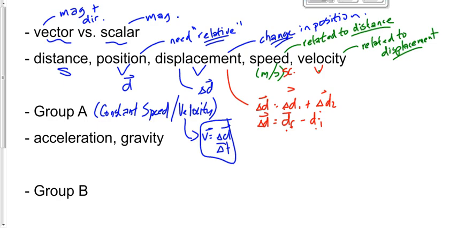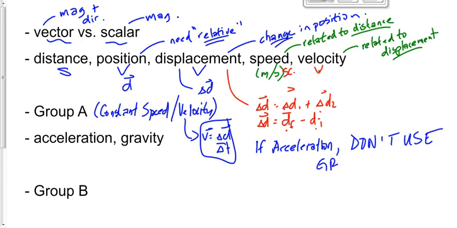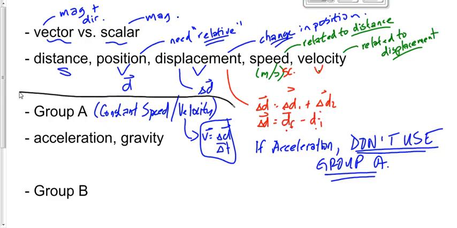I'm going to write a little note there. If acceleration, don't use group A. Don't use v equals delta d over delta t if it's an acceleration problem. Things are starting to get a little crammed together here. Let's start just breaking it up a little bit for us here.